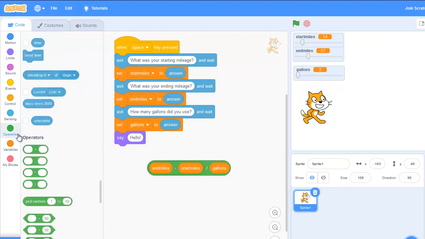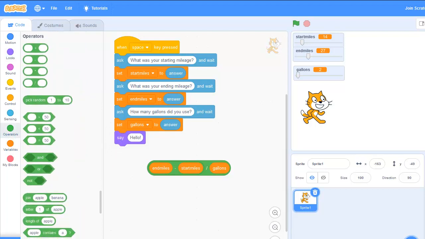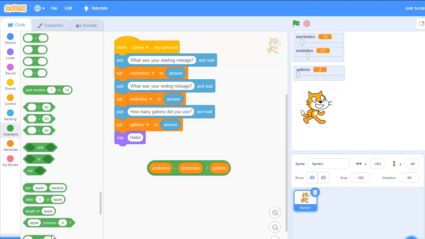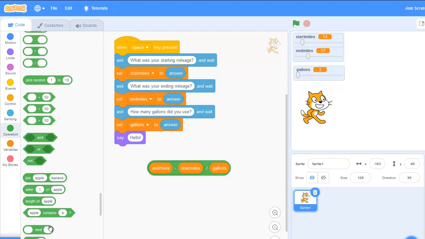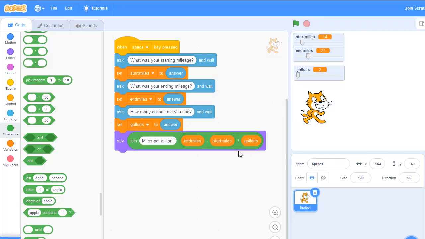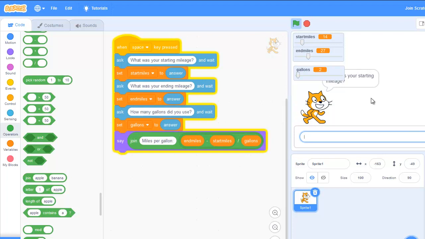As you remember before, in a prior video, we looked at the join. If we use the join, we can say miles per gallon, and then we can put our formula up in there. Okay, let's go ahead and run this and see how this works.